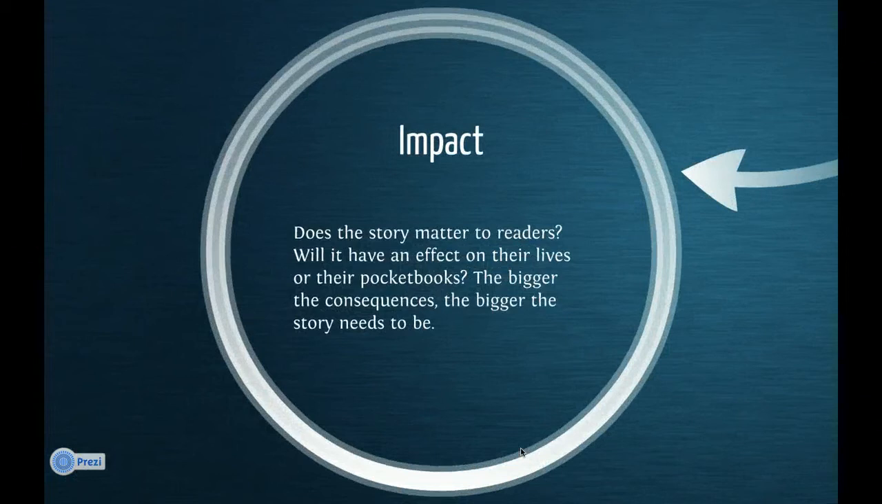First, we have impact. This means, what does that story mean to readers? Will it have an effect on their lives or their pocketbooks? Just keep in mind, the bigger the consequences, the bigger the story needs to be. We always ask questions in Wildcat News class and also in yearbook. When we look at the impact of stories, we always answer the question as best as we can. Why should students care? How does this impact students? If it doesn't impact someone, they will be less likely to actually read the story or even care about its content.